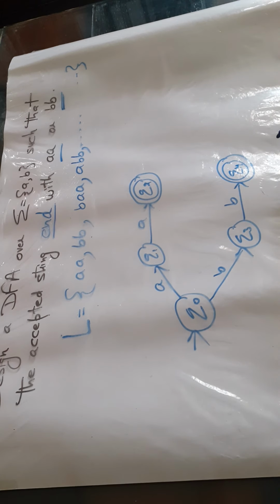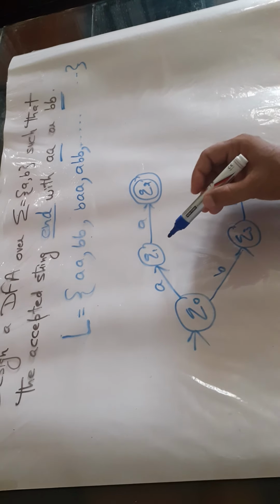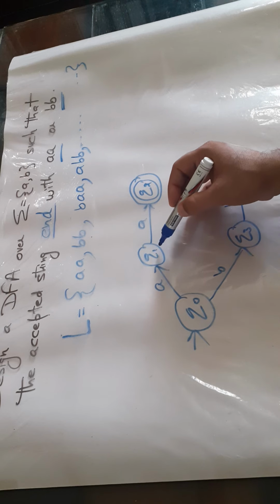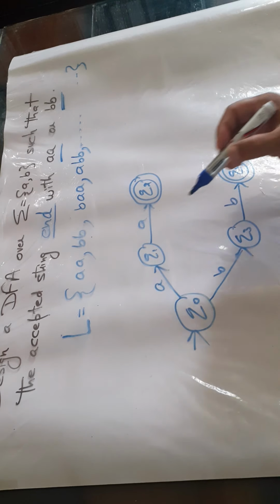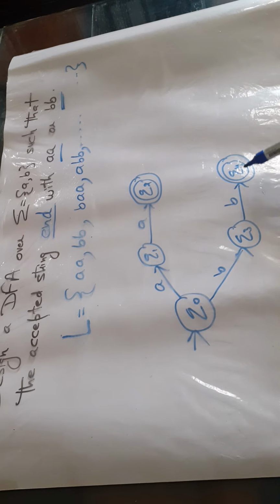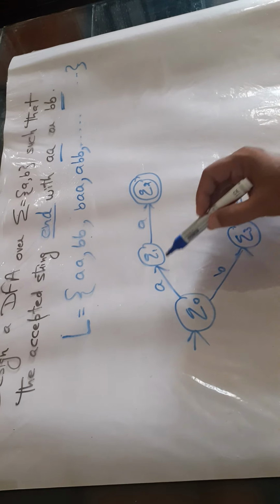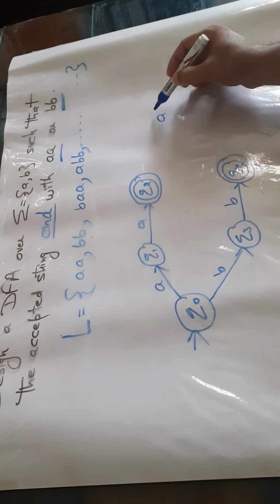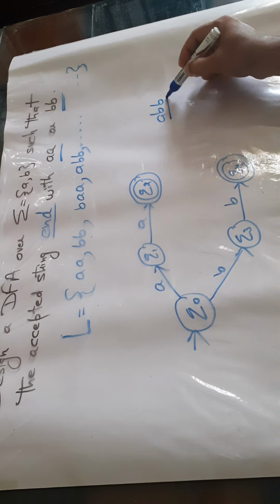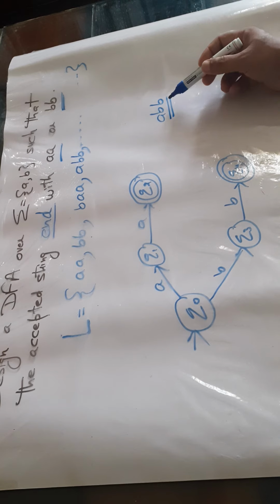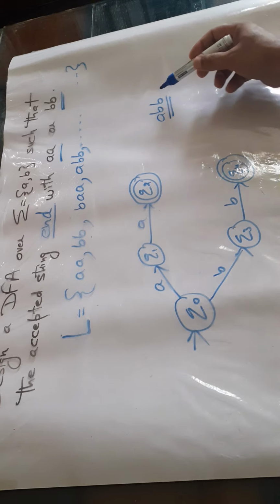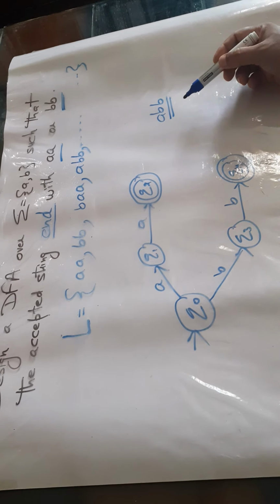Now we have to complete the diagram. And you can observe here, if at Q1 B comes, what will happen? The string must end with BB. So end with B, Q4, but after this A, like this is the string ABB. So as per the given condition, the string must end with BB. So this type of string is going to be accepted.